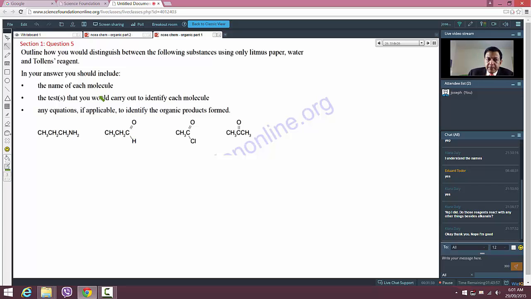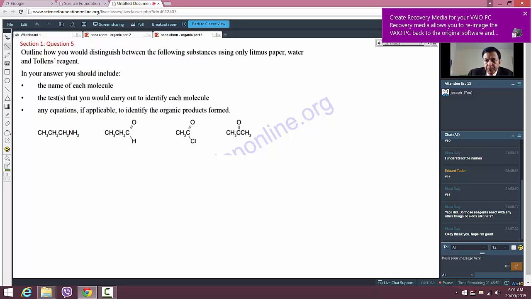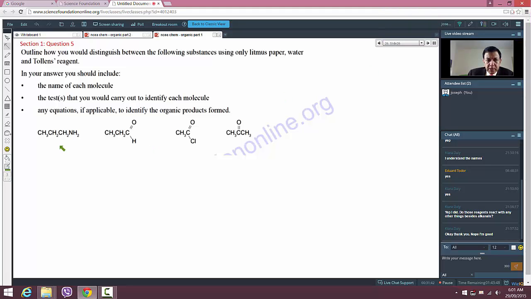Now the name of each molecule. The first one here is 1-aminopropane, or you could call it propan-1-amine. Either name is correct. This one here that I'm pointing to now is propanal, and no 1 is needed there because to be an aldehyde or an alkanoic acid, it has to be at the end. Propanal, that's it. This one is a 2-carbon alkanoyl chloride, so it will be ethanoyl chloride. And this one here is propanone.